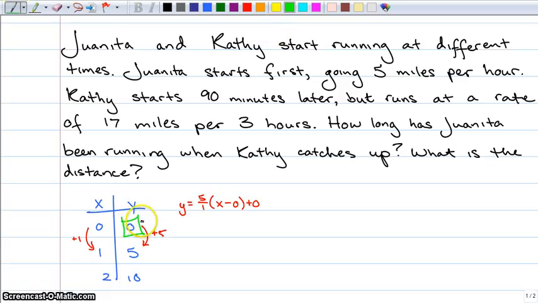The first 0 goes on the outside, and the one from the y column went on the inside. Go ahead and simplify that down one time. You should end up with y equals 5x only. That is for Juanita. My girl Juanita.